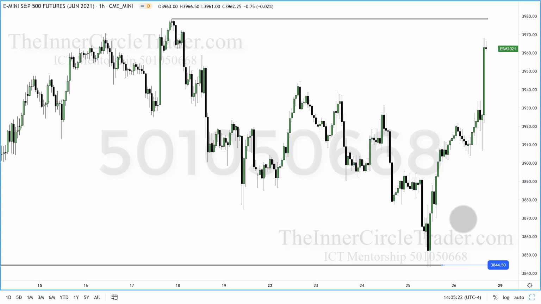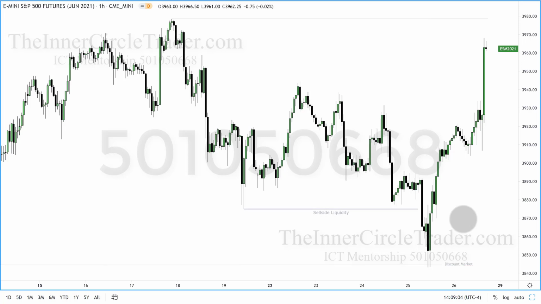I want you to take notice of what's in this chart here. We obviously have sell side liquidity down here, this low, and this low here, which is relative equal lows. So what's resting below that? Sell stops. So they dive lower into the discount market there, which is that daily bullish order block at equilibrium to discount.